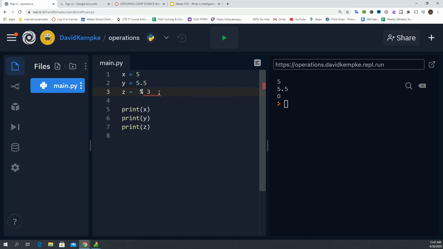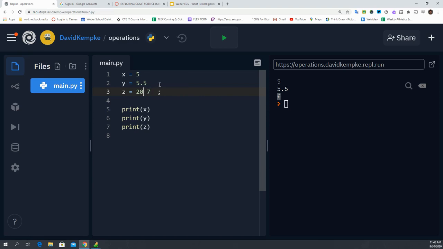So say I did 20 mod 7. Well, 7 can go into 20 2 times, which is 14, which gives us a remainder of 6, and that's our output. So that's working just fine as well.